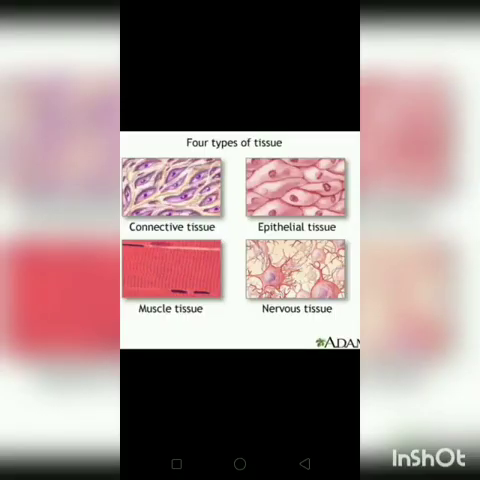Now what is a tissue? A tissue is a special group of cells which perform a similar job. When cells group together, they form a tissue. And there are 4 types of tissue in the human body. First one, connective tissue. Second, epithelial tissue. Third one, muscular tissue. And fourth, nervous tissue. Each type of tissue is made of a special type of cells and they group together according to their structure and function.